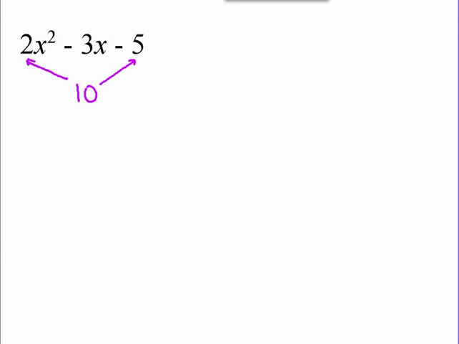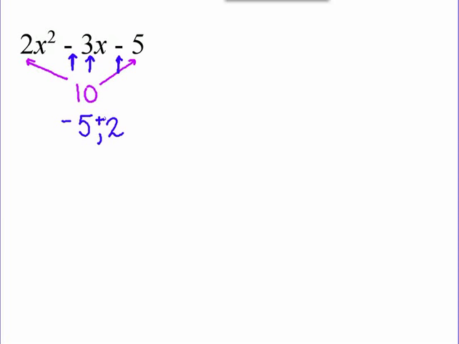So we're looking for two factors of 10 that, do you remember how we worked backwards? That's what we're going to do now. Two factors of 10 that differ by 3. Those factors are 5 and 2. And then remember, how do I get a negative 3 from 5 and 2? Negative 5, positive 2. So my next step is going to be to rewrite that whole statement using negative 5 and positive 2 instead of negative 3.